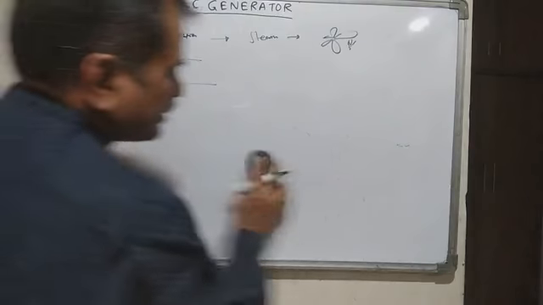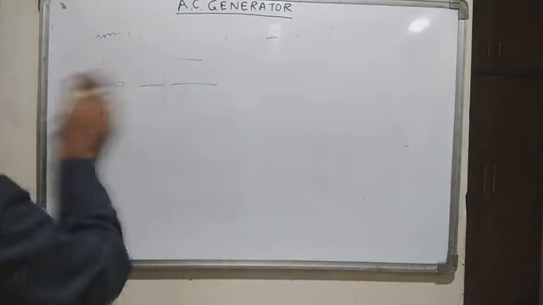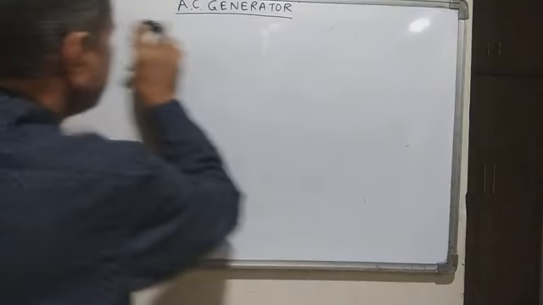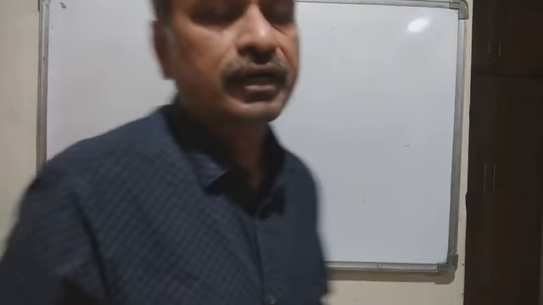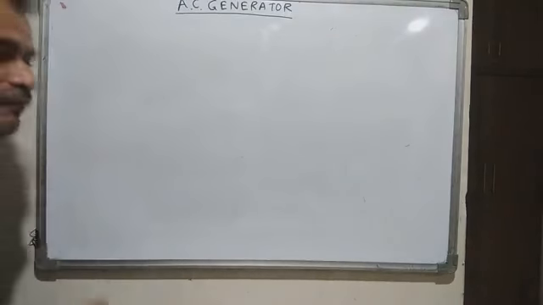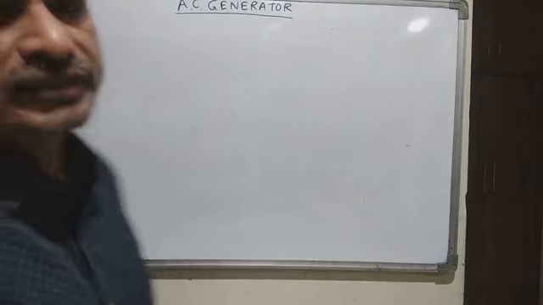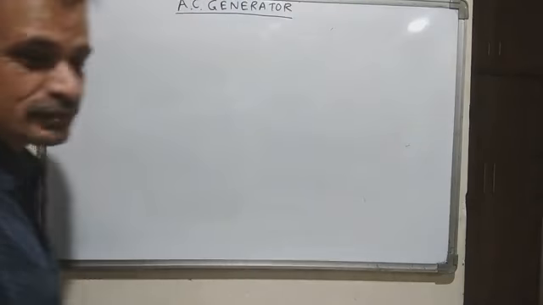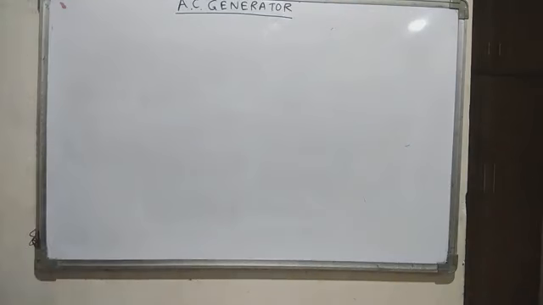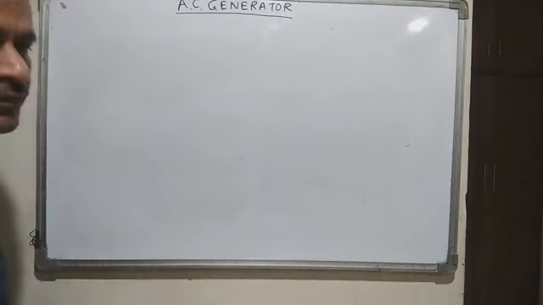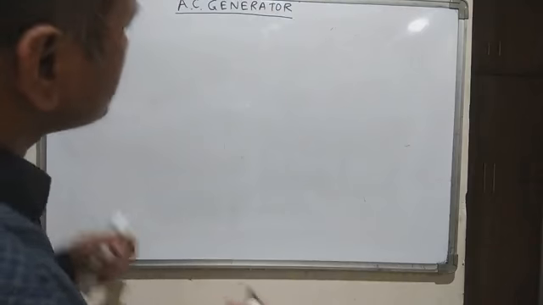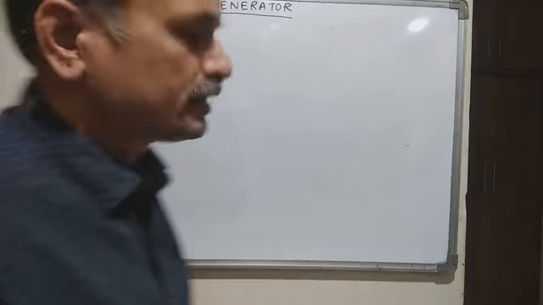Now we'll start the topic AC generator. We have seen in the last few lectures that whenever we rotate a coil in the magnetic field, flux gets associated with the coil, and there is an induced EMF or induced current. We have been learning this for many days. So to generate the voltage, we have to have the magnetic field.